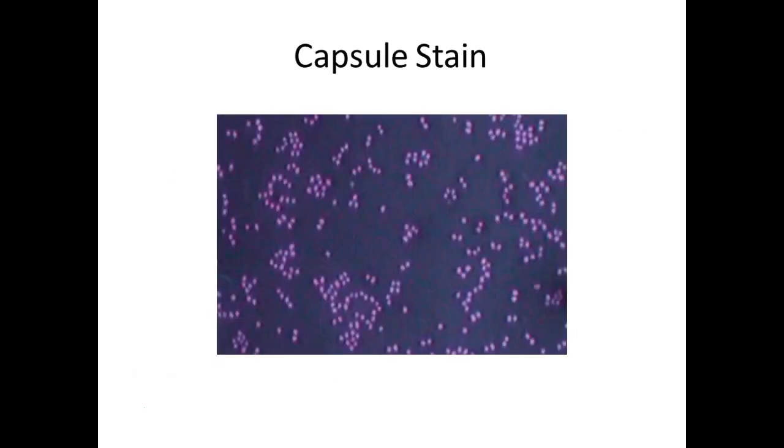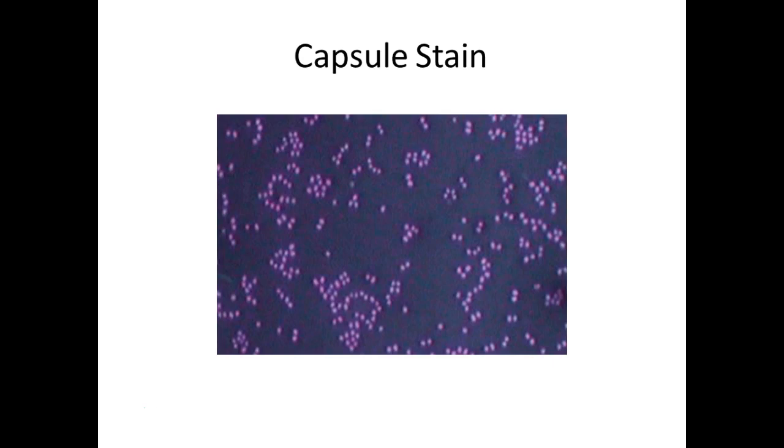So, in this picture, do these cells have a capsule? No. You see the purple cells? You see the background? Do you see any clear space in between those two? No. Micrococcus luteus should look like this under the microscope. Staphylococcus, that we'll look at today as well.